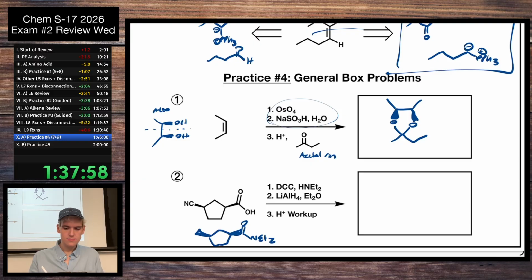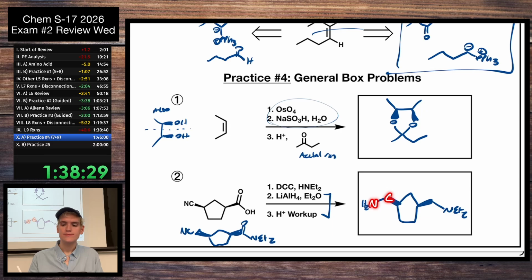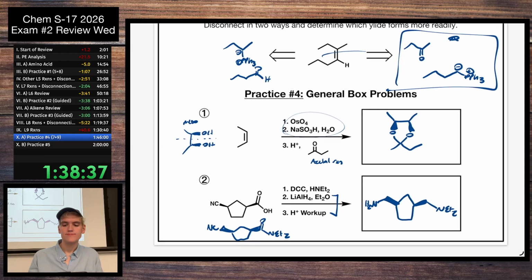And then where we're doing reductions. Does the reduction affect the amide? Yeah, we can reduce the amides to amines. Does it affect the nitrile? Yes. Also, yes. So what we're doing, NEt2 over here, and here, this is going to turn into a primary amine. So we have our carbon from our nitrile, our nitrogen from our nitrile, and they've been fully reduced.